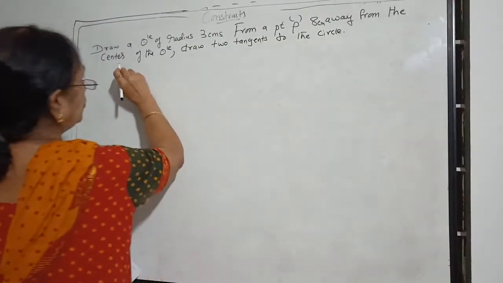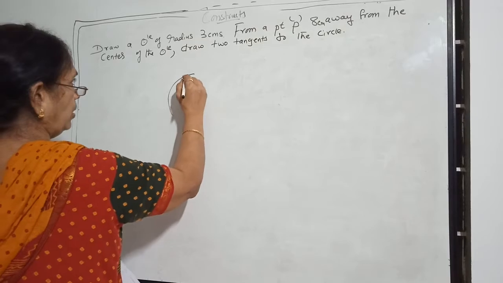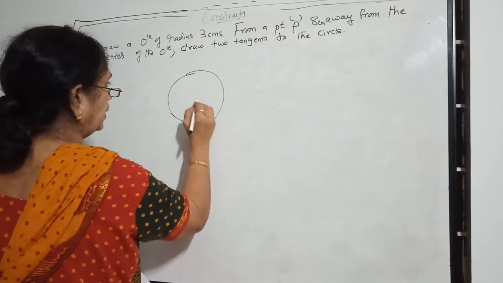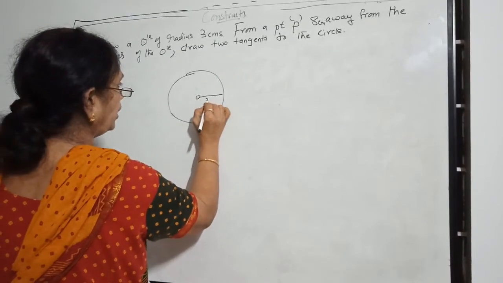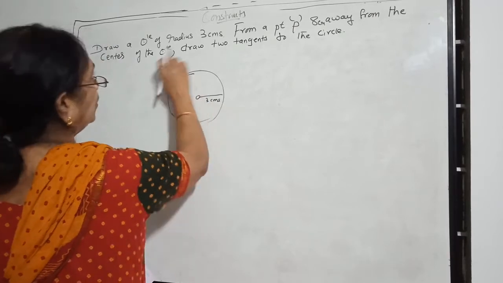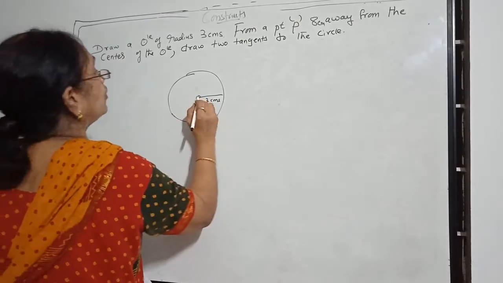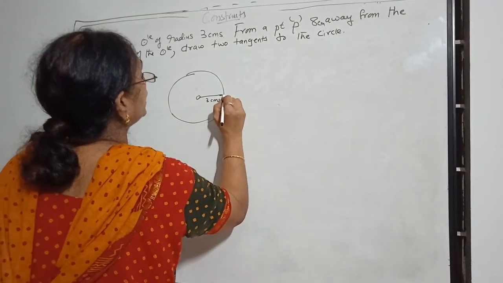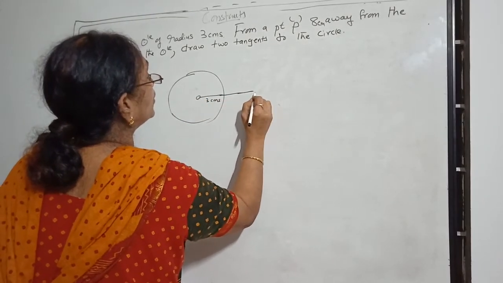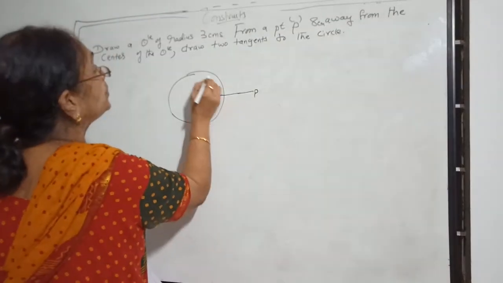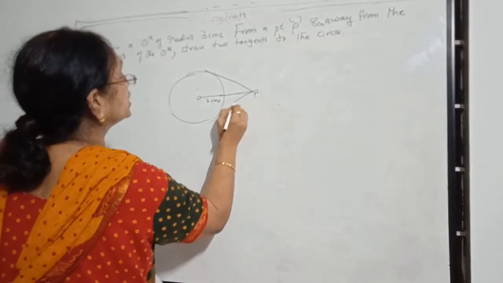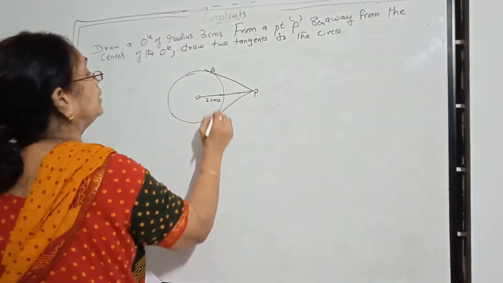Now see the rough diagram. Anybody can draw one circle of radius 3 centimeters. So from here to here it is 3 centimeters. Okay, from a point P, 8 centimeters away from the center. So from here 8 centimeters. Already 3 are there. Extend it by another 5 and draw this point. Now from this P, how to draw these external tangents?